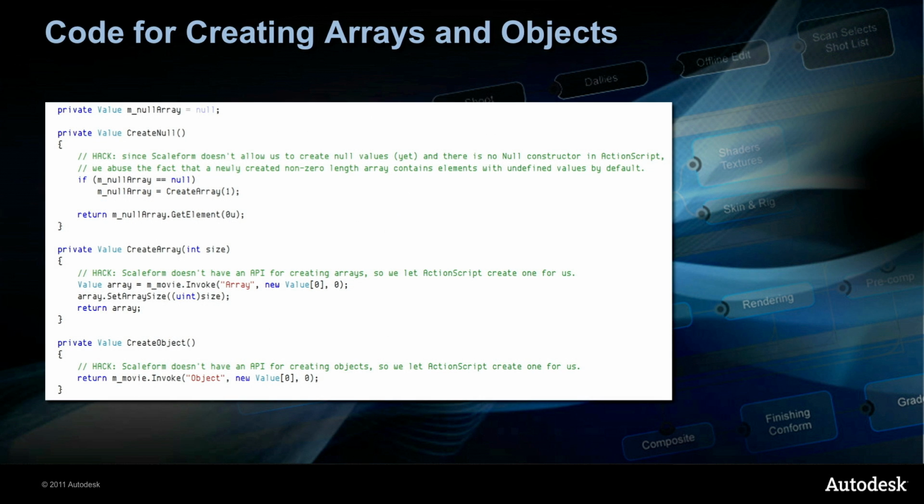But basically, we take advantage of the fact that in ActionScript, if you create an array with one or more elements in it, by default, all of the values are initialized to ActionScript's undefined, which is kind of the equivalent of null. And so basically what we do to get a null value is we call ActionScript to make a new array, and then we just return the first element. And that's our null.